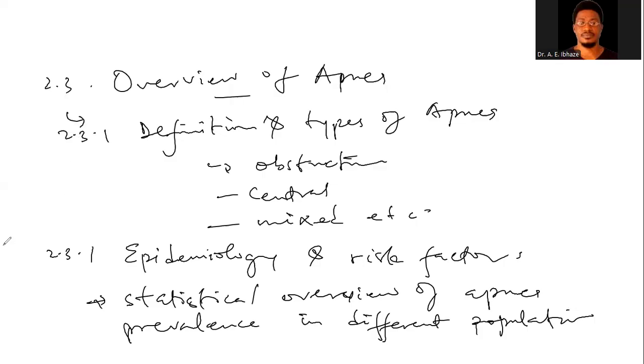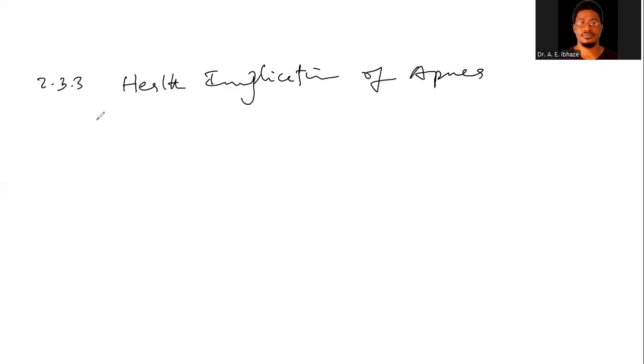Then also in this overview of the subject area, you want to consider other interesting related things, say 2.3.3, probably the health implications of apnea. Here you want to conduct or provide a comprehensive analysis of the long-term effects of untreated apnea. Okay, so let's just put that down. Provide comprehensive.